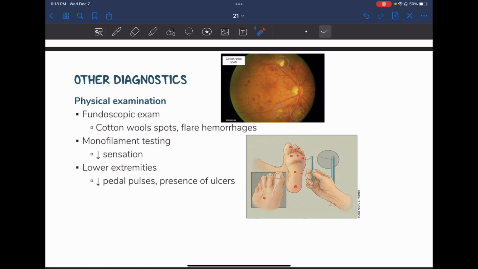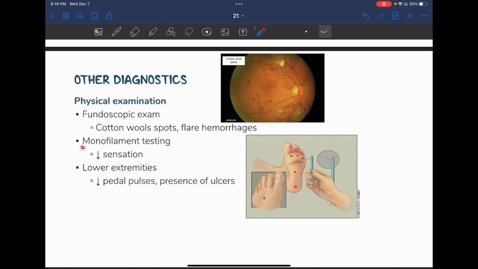Other diagnostics, you can undergo some physical examination. One of the tests is a fundoscopic exam. What is it? It's when they look at the retina. As you can see here, this is the retina of a diabetic patient. So if you look at the retina, you can see some cotton wool spots, as you can see here. It's not normal in a normal patient. And you can see some hemorrhages.